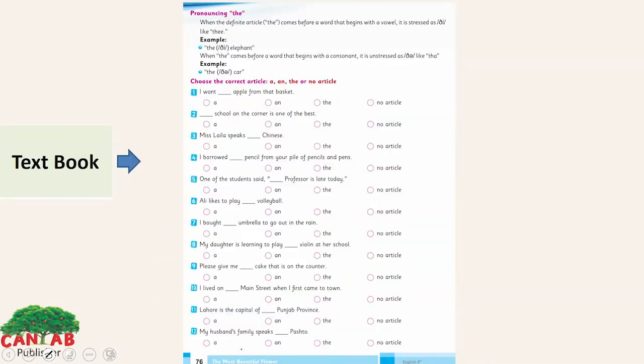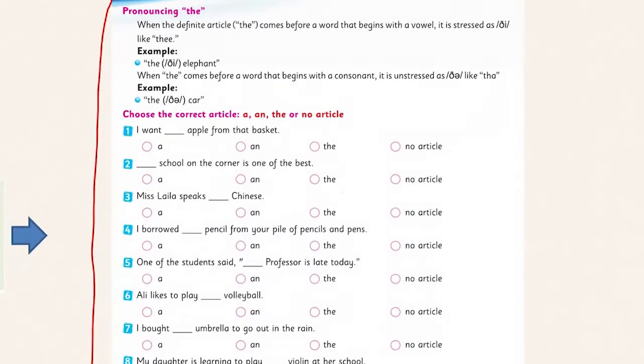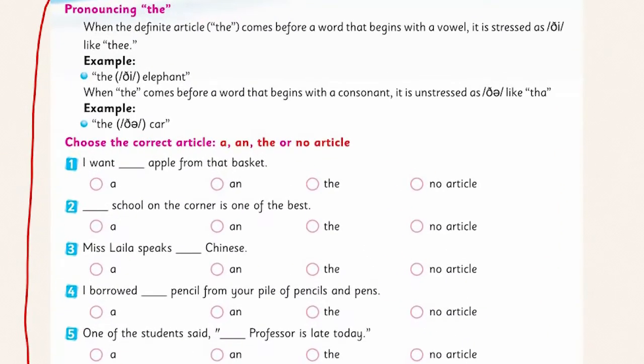Now this is the exercise of both definite and indefinite articles. Pronouncing the or the. What is the difference between the and the? Why do we pronounce it differently? When the definite article the comes before a word that begins with a vowel, it is stressed as the, like the.